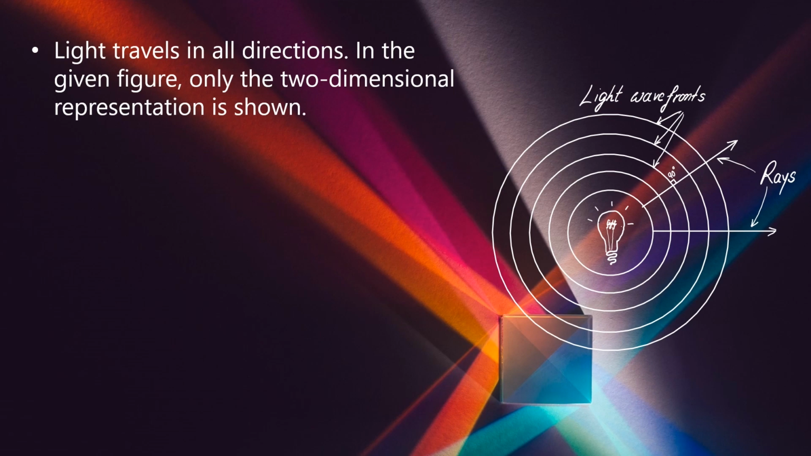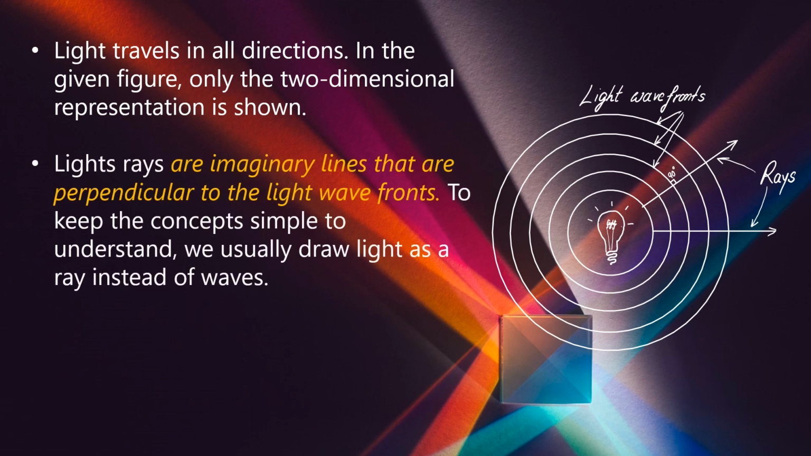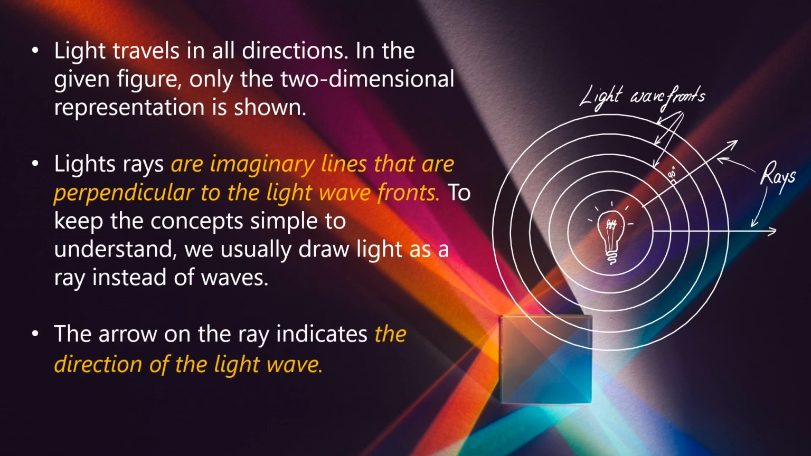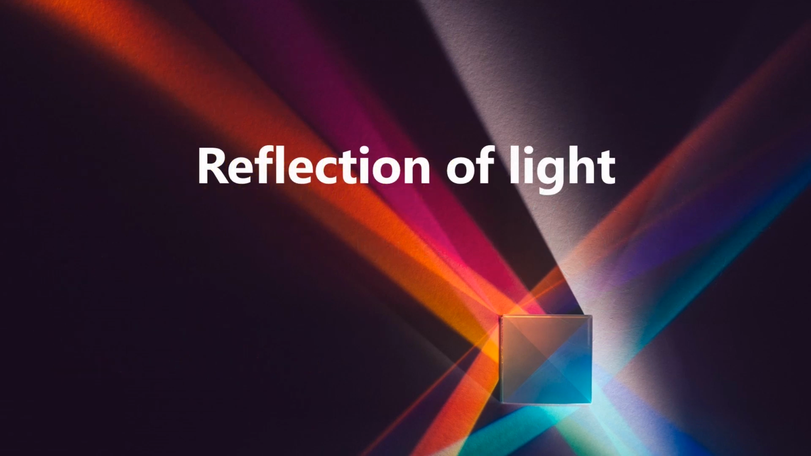Okay, so these ripples, we can call them wavefronts, and light rays are imaginary lines that are perpendicular to the light wavefronts. To keep the concept simple to understand, we usually draw light as rays instead of waves. The arrows on the ray indicate the direction of the light waves. Okay, the next topic we are going to talk about is reflection of light.